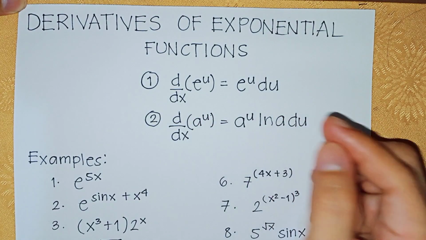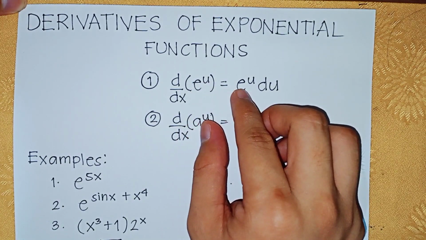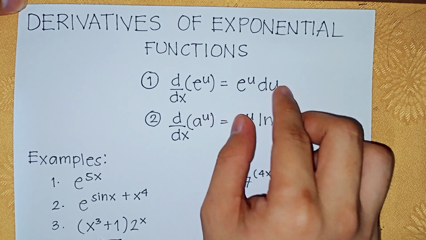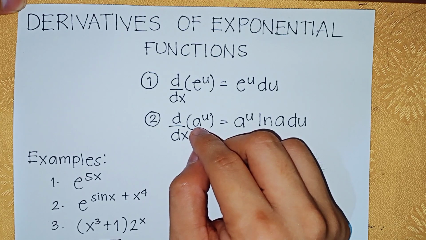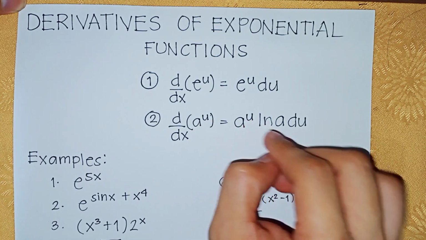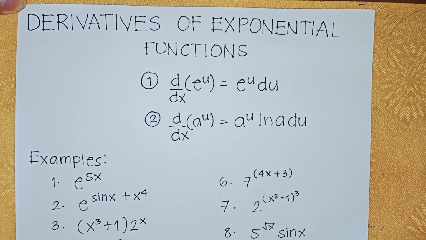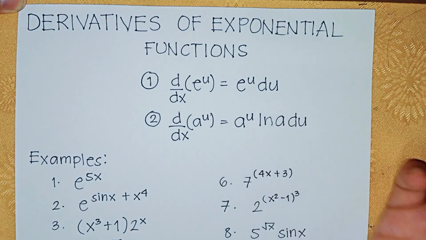Sa function, no? So, ang derivative ng e raised to u is equal to e raised to u times du. Okay? So, dito rin, derivative ng a raised to u is equal to a raised to u times ln a times du. No? So, constant yung base, yung e, tsaka yung a, constant yan.